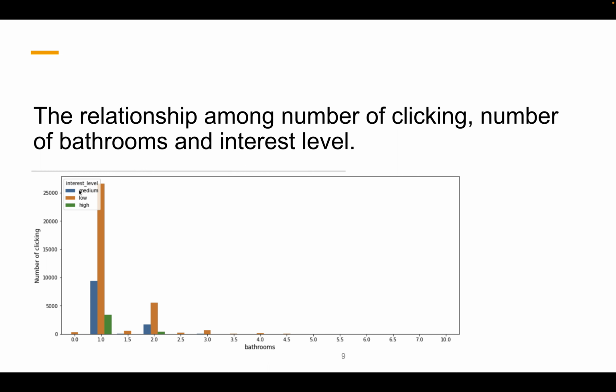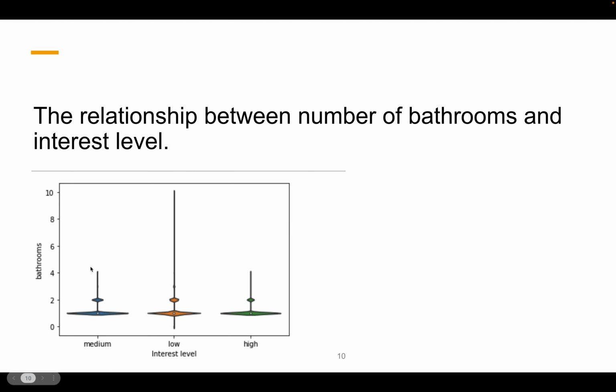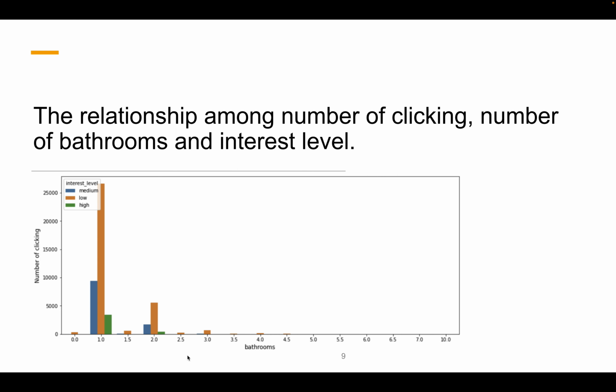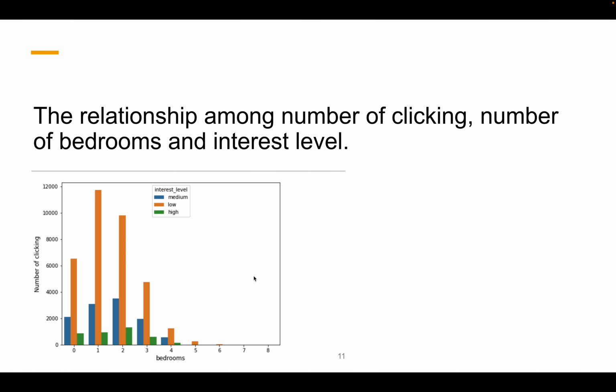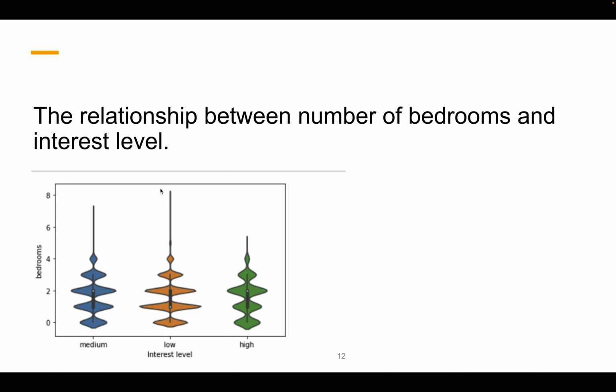Here is a picture of the relationship among number of clicking and number of bathrooms. Oh, sorry, number of bathrooms and interest level. This is a picture of the relationship between number of bathrooms and interest level. This is the picture of the relationship among number of clicking, number of bedrooms, and interest level. This is the picture of the relationship between number of bedrooms and the interest level.